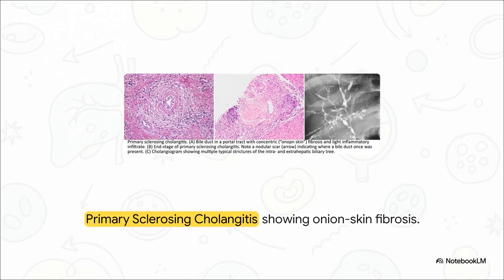Because this fibro-obliterative process targets the large ducts, it creates these multifocal strictures. If you do an ERCP, which is the gold standard diagnostic tool here, you'll see a highly abnormal biliary tree. It has tight strictures alternating with dilated ectatic segments. We call this the classic beading appearance.